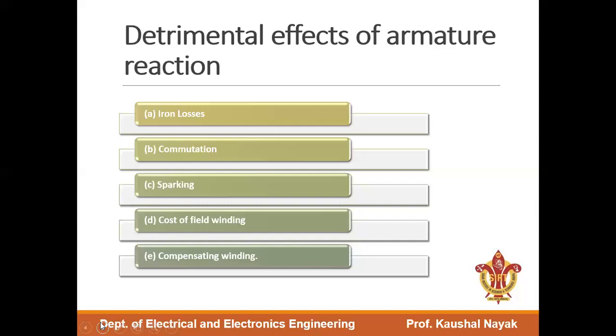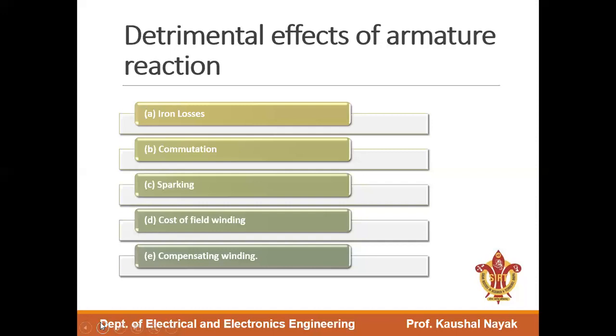Commutation. At no load, the zero crossing of the flux density wave is along the geometric neutral axis. Under loaded condition of the DC machine, the zero crossing of the flux density wave is shifted by an angle theta, which depends on the magnitude of armature current.